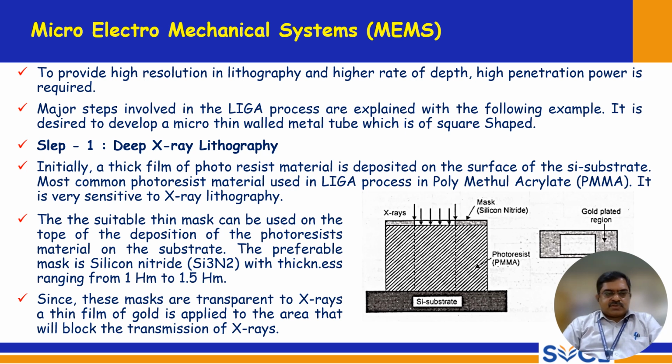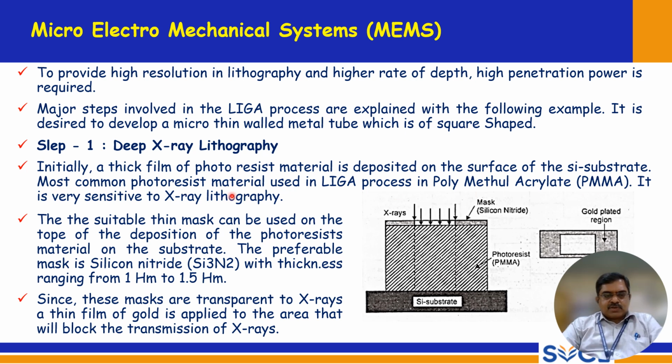Those steps for microelectromechanical devices are explained here. To provide high resolution in lithography and a higher rate of depth, high penetration power is required. The major steps involved in the LIGA process are explained. It is decided to develop a micro thin-walled metal tube which is square shaped. Initially a thick film of photoresist material is deposited on the surface of the silicon substrate.